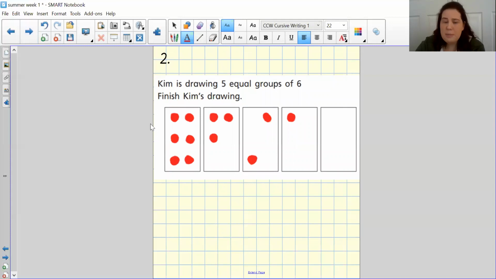Question number 2 is very similar to what we've just done. Kim is drawing 5 equal groups of 6. So we've got a big number this time. Can you finish drawing Kim's images, please? So we want 5 equal groups of 6. So instead of drawing it, you could use the objects that I asked you to get at the beginning to make a replication of this problem. Okay, so don't worry about drawing it out. Please use objects to show.